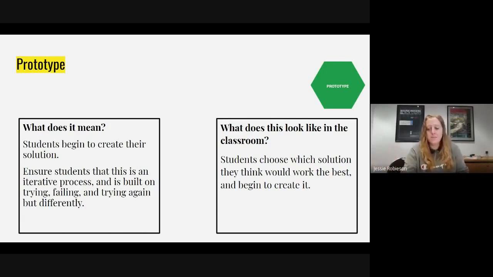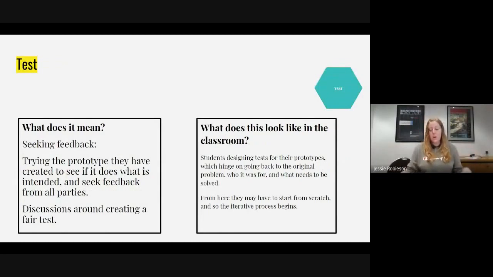So that's prototype. And then test, which I think go really, really close together, prototype and test. This is where they start to seek feedback. So they create a prototype and they're trying the prototype that they've created to see if it does what it's intended and seeking feedback.